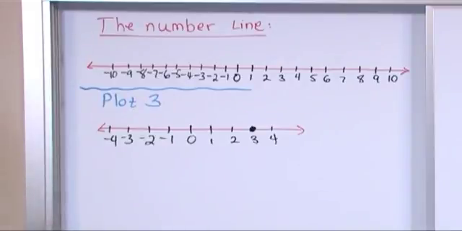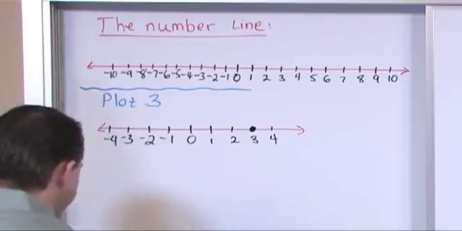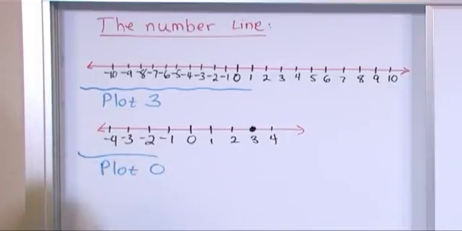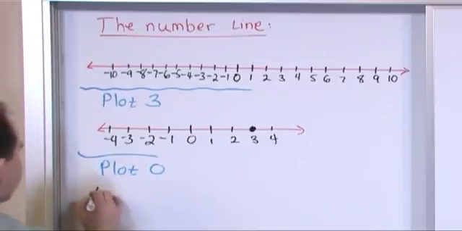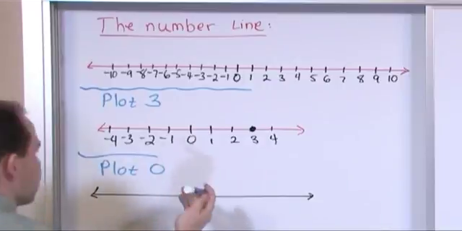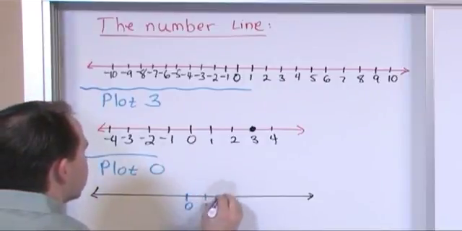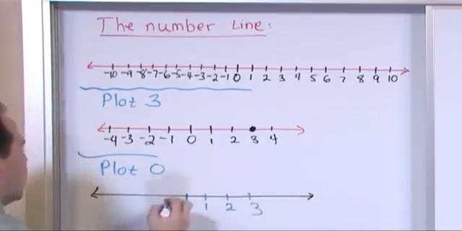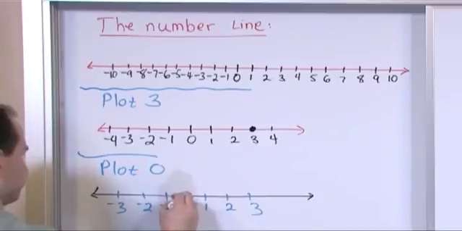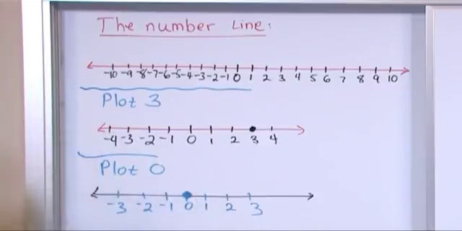That's all you're doing. So we're just going to do a few of these just to drill it home. So let's plot 0 on the number line. It's the same kind of deal. Draw a number line. 0, 1, 2, 3, and on and on and on. -1, -2, -3, on and on. And 0 is right there in the middle.